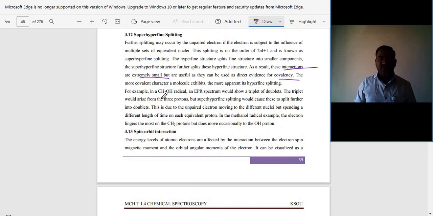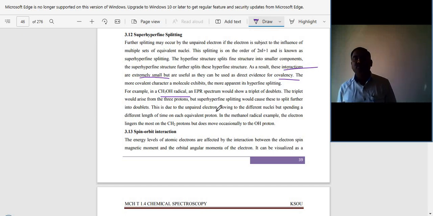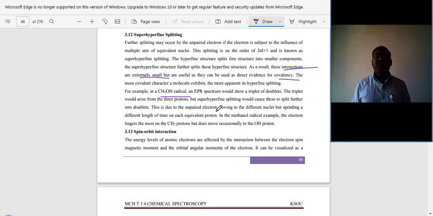For example, here in methanol, an EPR spectrum would show a triplet of doublets. The triplet would arise from the 3 protons, but super hyperfine splitting would cause these to split further into doublets.